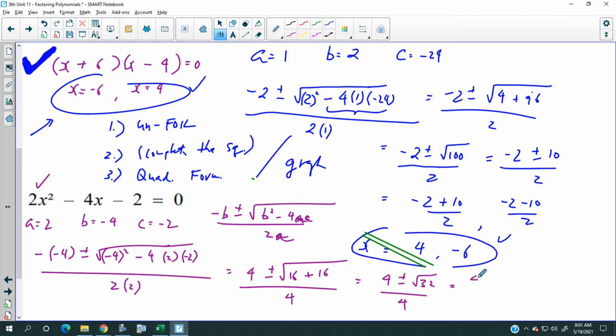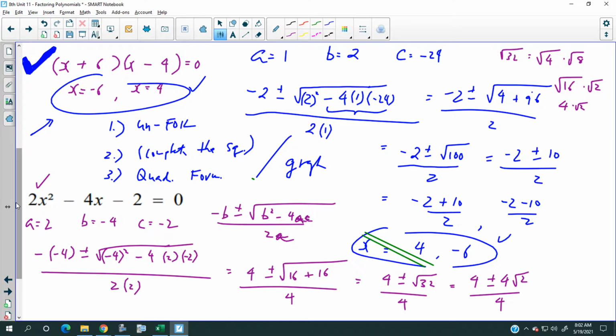Now, here I can reduce that, so let's simplify it. Is it 8 times 4? I'm trying to think of a perfect square. So for 32, I think it's 4 times 8. Let me see if I can think of a bigger number. So it's 2 radical 8? No, because 8 can be factored more. Let's see, 16, that's right. It's 16 and 2, so that's 4 radical 2. So 4 radical 2 over 4.